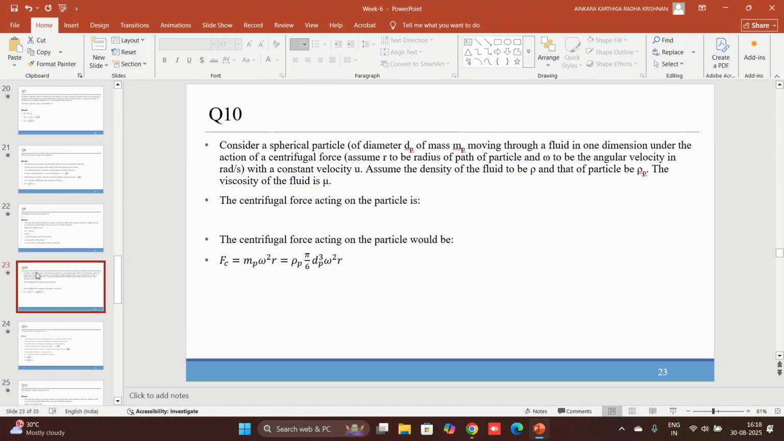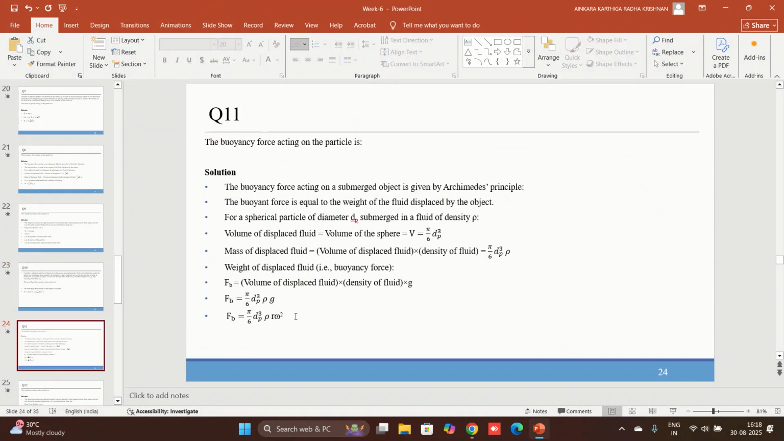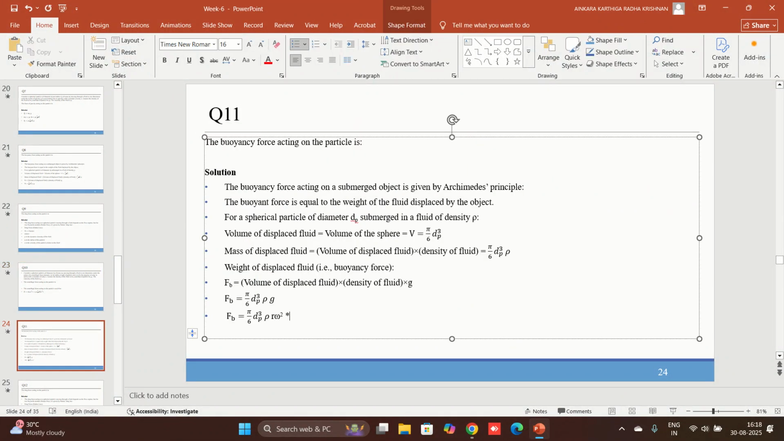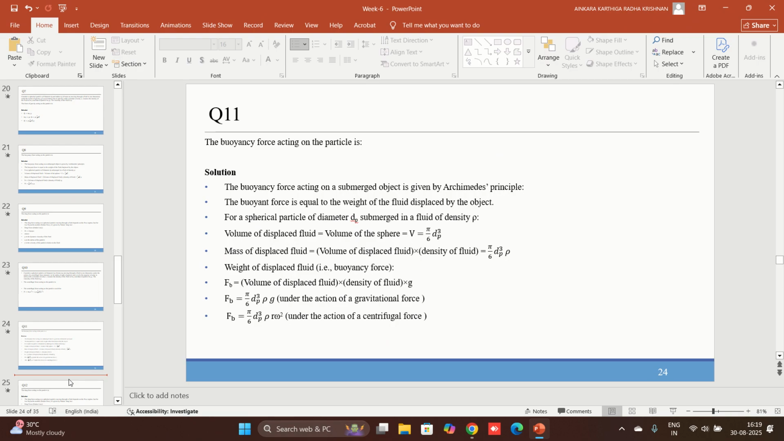So here what can we write? Here we can write under the action of centrifugal force, gravitational force. So that is for question 11. Now for question 12.